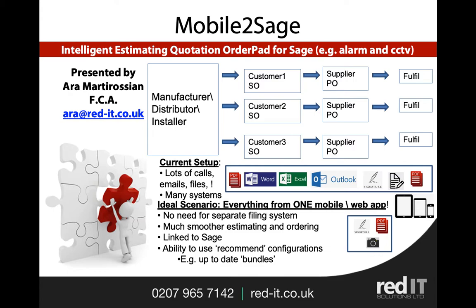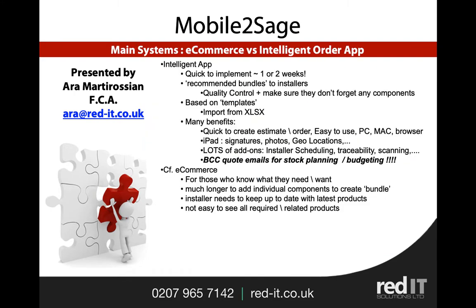So the idea is to be able to create an order for a bundle rather than individual items. And that, in fact, is the main difference between an intelligent app like Mobile2Sage and an e-commerce platform. An e-commerce platform entails the installer knowing what they're looking for. It also takes much longer for them to add all the components for a particular bundle. And the installer also needs to keep themselves up to speed with the latest products in case something has become redundant. And it's also not easy to see all the related or required products to make the bundle work. The intelligent app takes that all away from them.